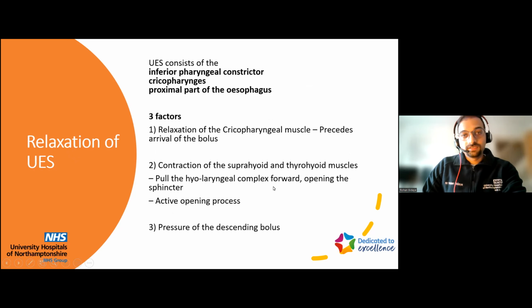There are three factors which are responsible for the relaxation. The actual relaxation of the cricopharyngeus muscle, which precedes the arrival of the bolus; the contraction of the suprahyoid and the thyroid muscles, which pull the hyolaryngeal complex forwards, and this also opens up the sphincter in an active opening process; and the passive pressure of the descending bolus, which opens up the upper esophageal sphincter.